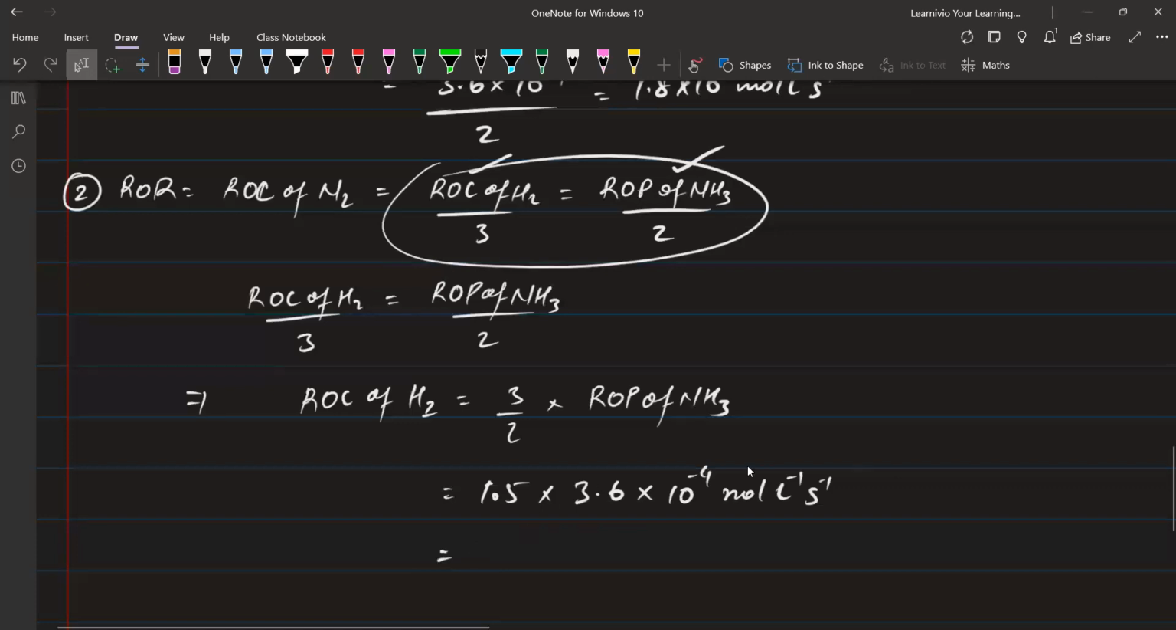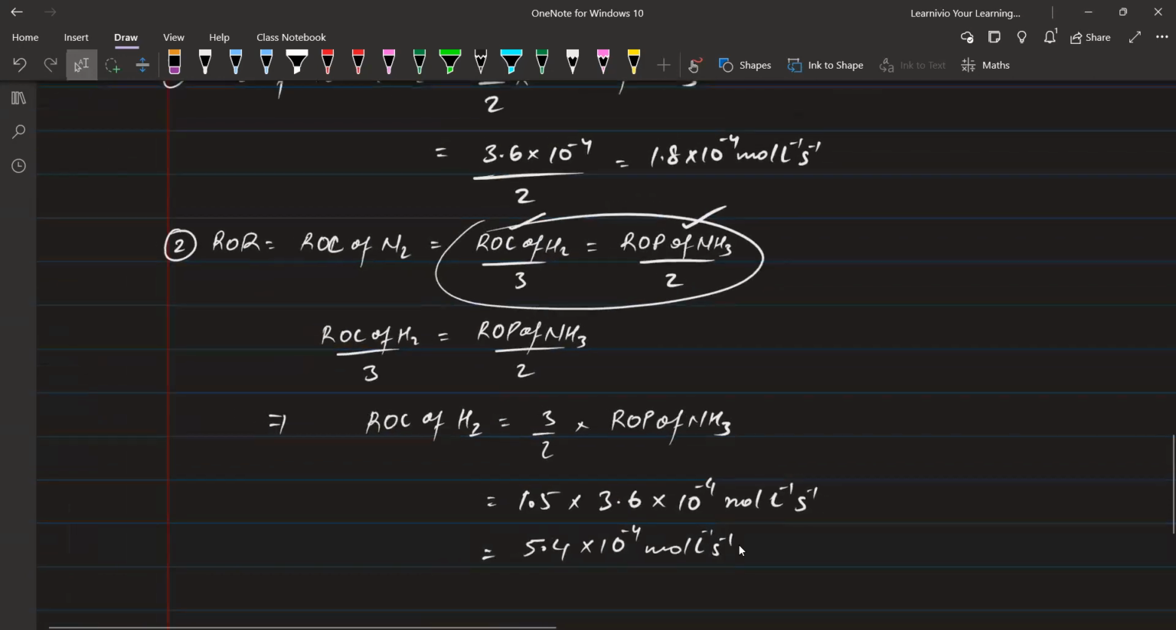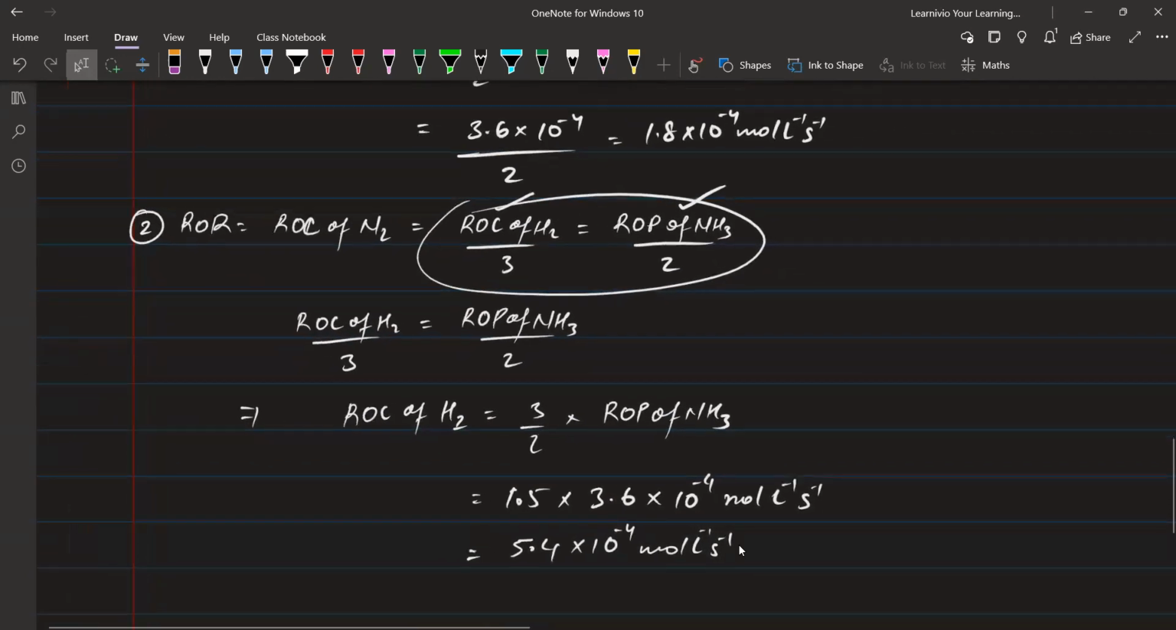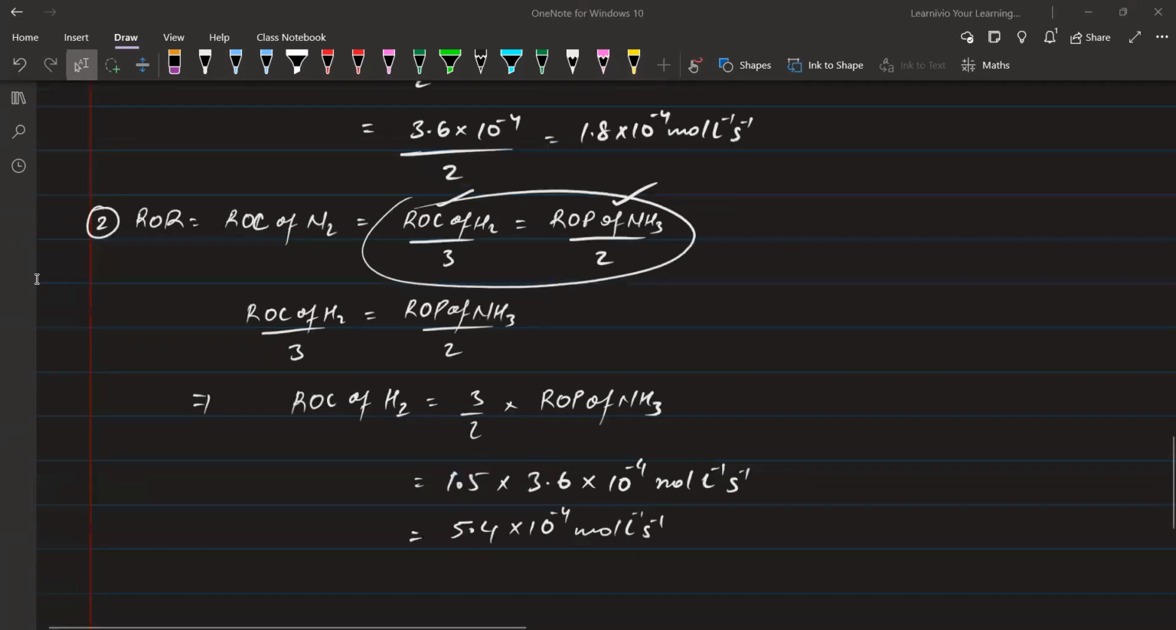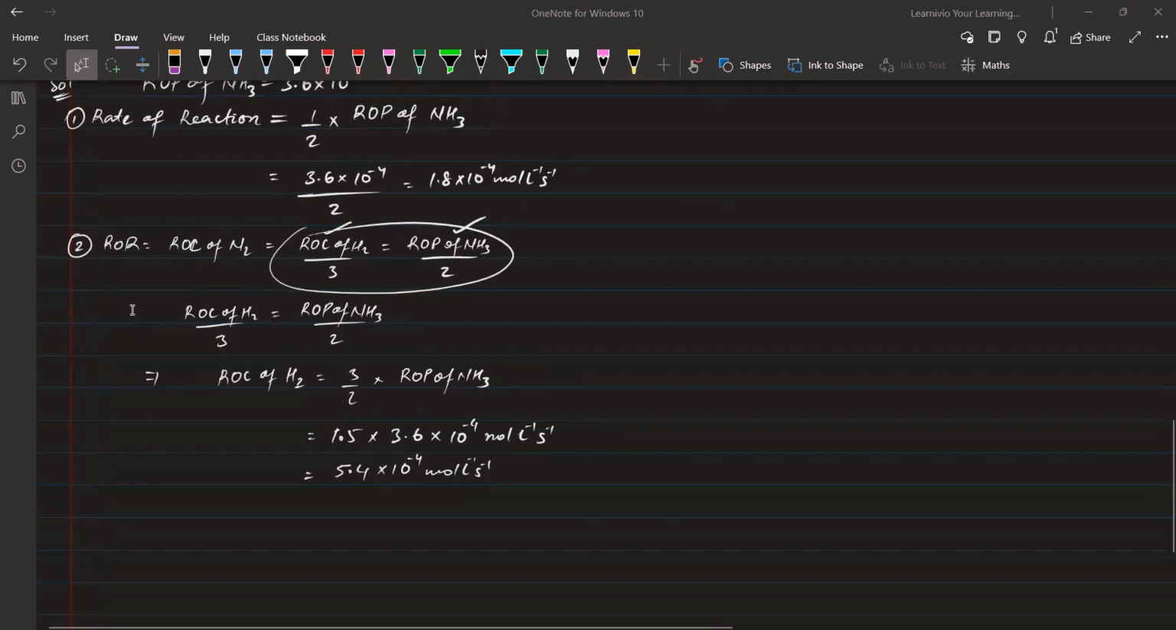And what will be 3.6 times 1.5? 36 plus 18 is equal to 54. So it is 5.4 into 10 to the power minus 4 moles per liter per second. Does this make sense? Yes, sir. Thank you very much. After that, you will do the next one yourselves.